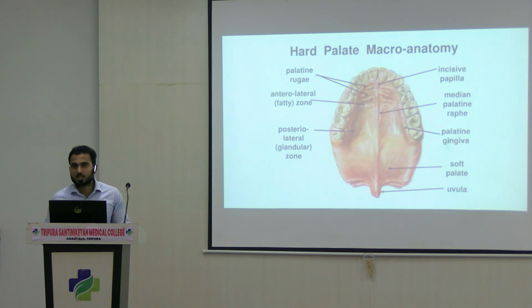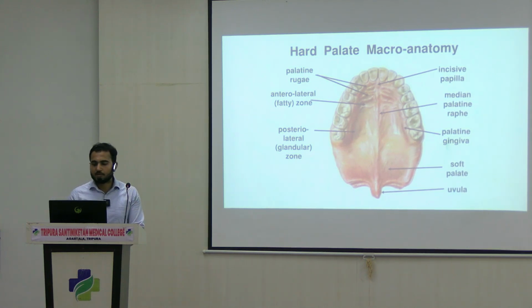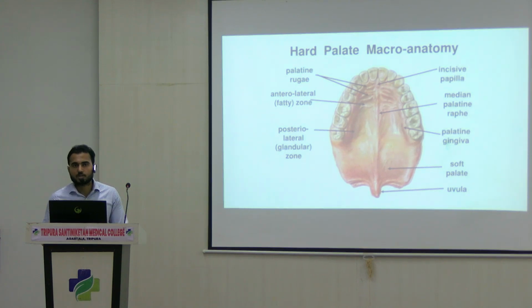Transverse masticatory ridges, also called palatine rugae, can be seen. You can also see them once you open your oral cavity and stand in front of a mirror. Transverse ridges are present. These are irregular, asymmetric ridges of connective tissue.